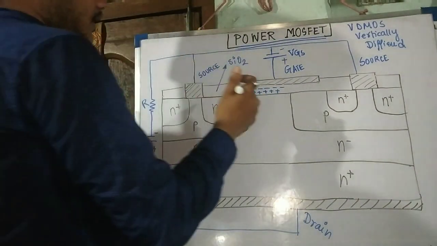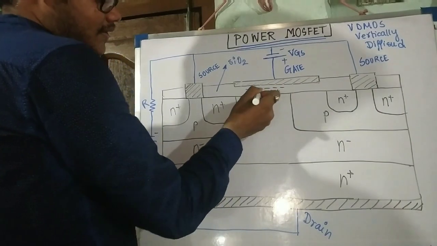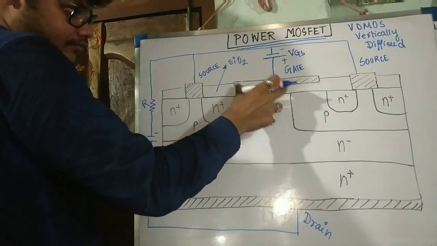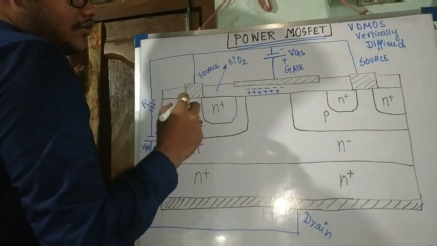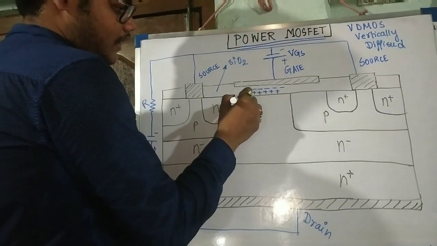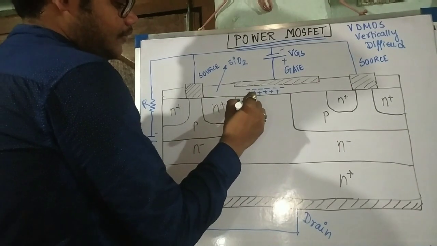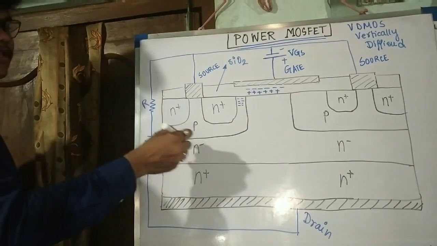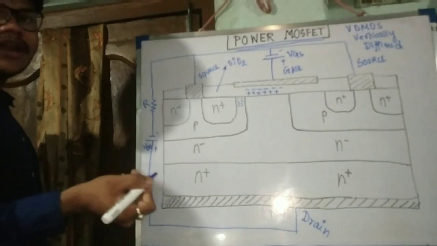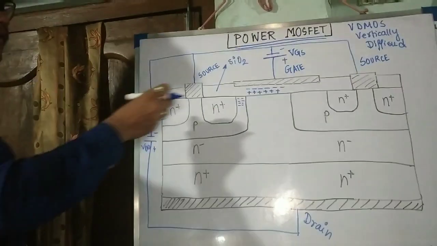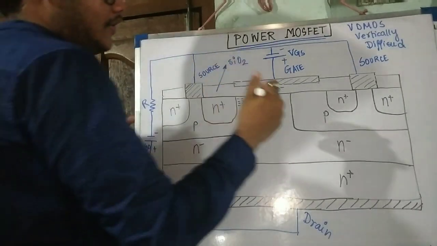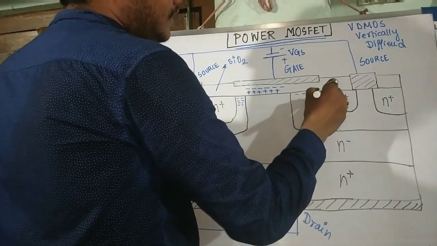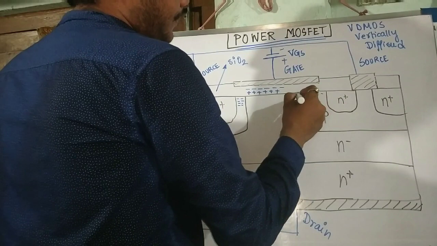Now what happens, as the electric field is generated, again this is a P substrate. So again a channel is formed, because we know the P substrate contains majority carriers as holes, so the holes move away, repelled by these positive ions, and the electrons get accumulated over here. Again the electrons get accumulated over here.